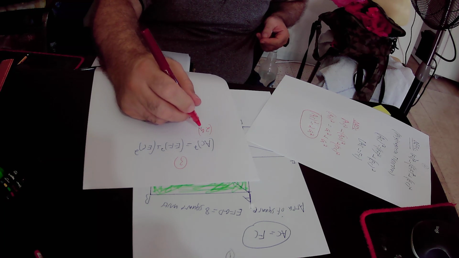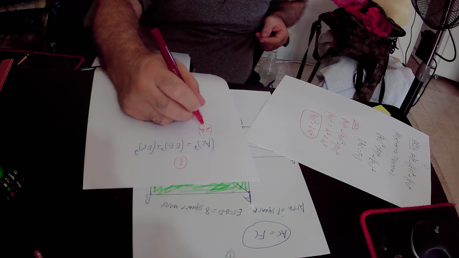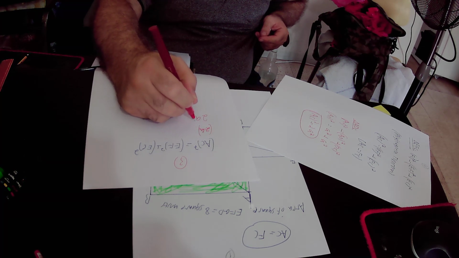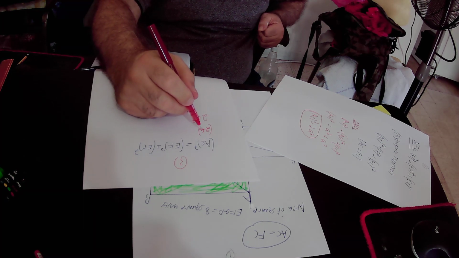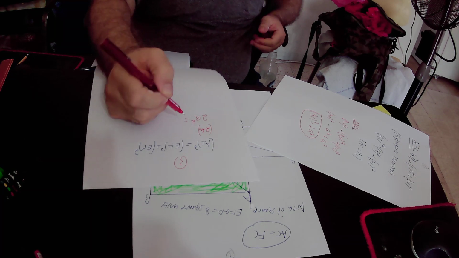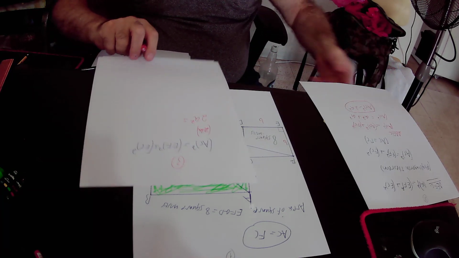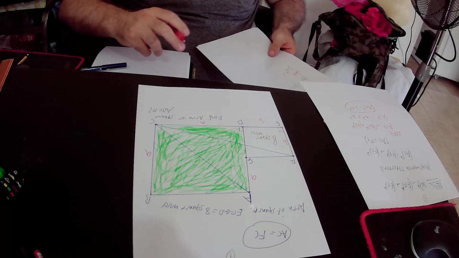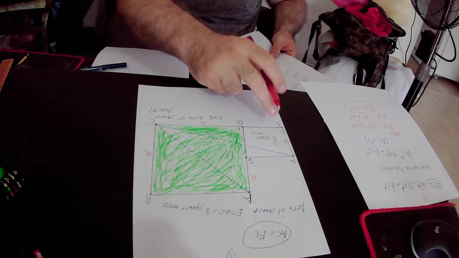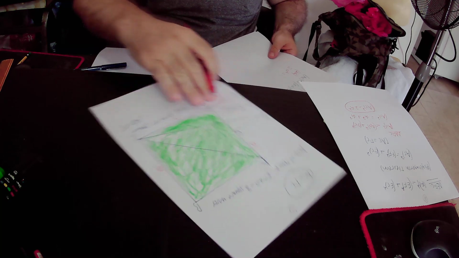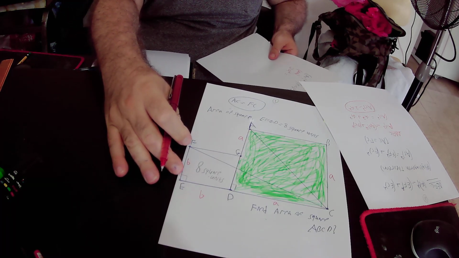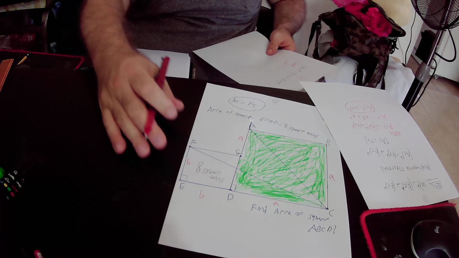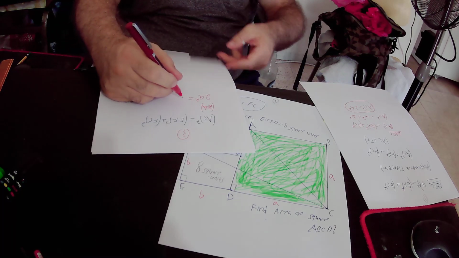Is actually 2 times a squared without the brackets, and what is the value of EF? EF equals to B, according to our definition, EF equals to B, so EF squared is B squared.